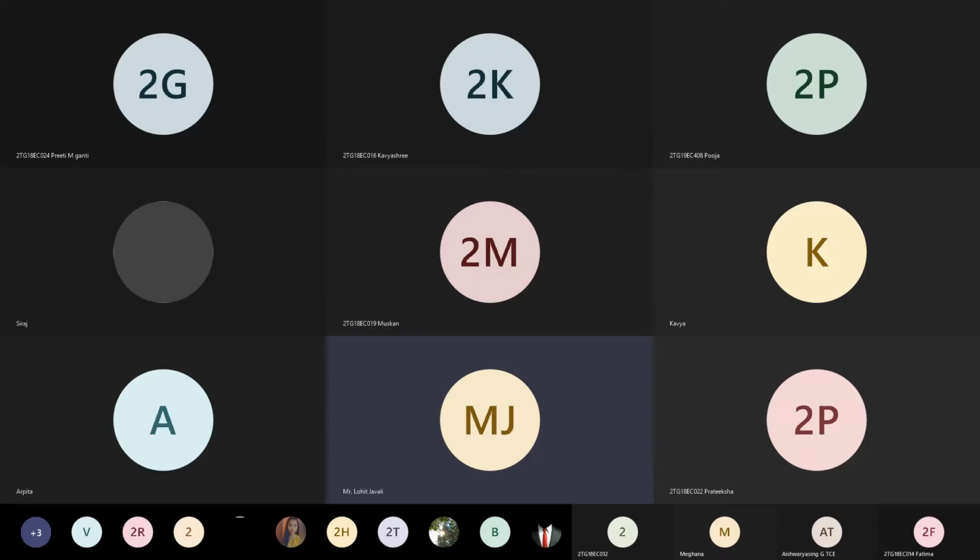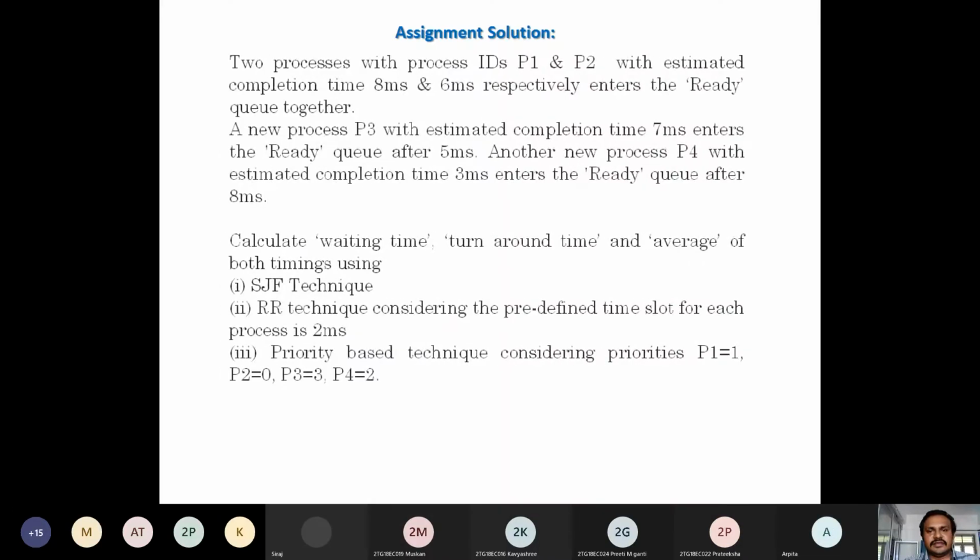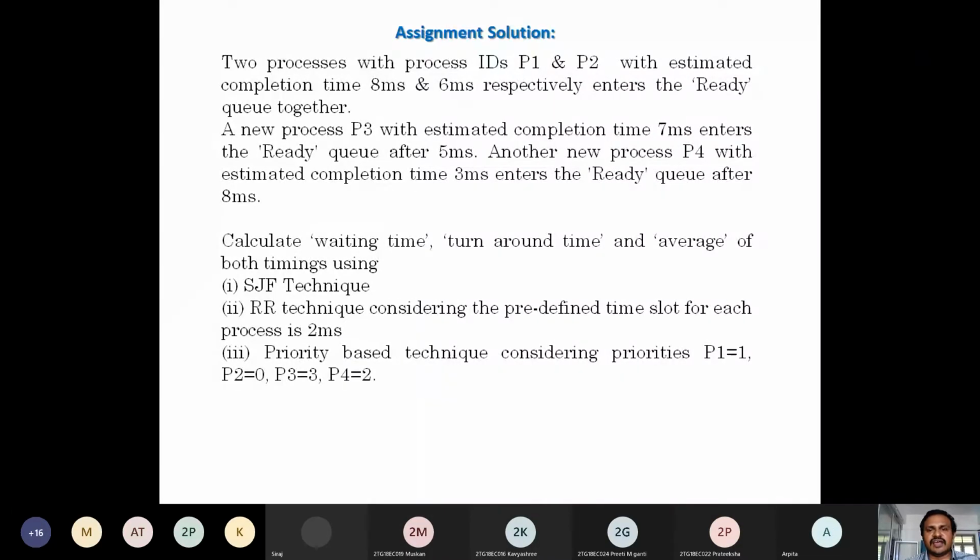The problem statement. Here, two processes with process IDs P1 and P2, with estimated completion times of 8 milliseconds and 6 milliseconds respectively, enter the ready queue together. A new process P3 with estimated completion time of 7 milliseconds enters the ready queue after 5 milliseconds. Another new process P4 with estimated completion time of 3 milliseconds enters the ready queue after 8 milliseconds.